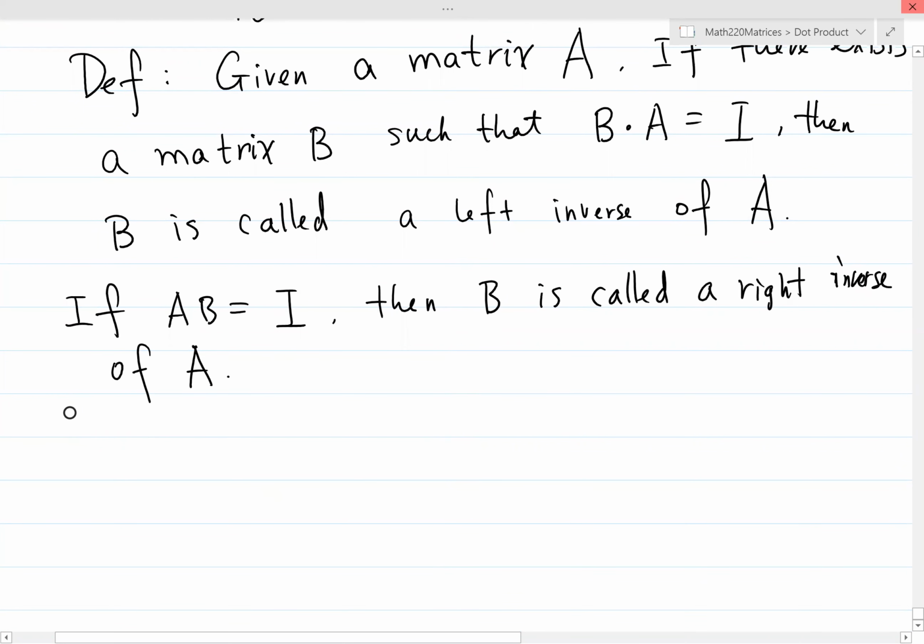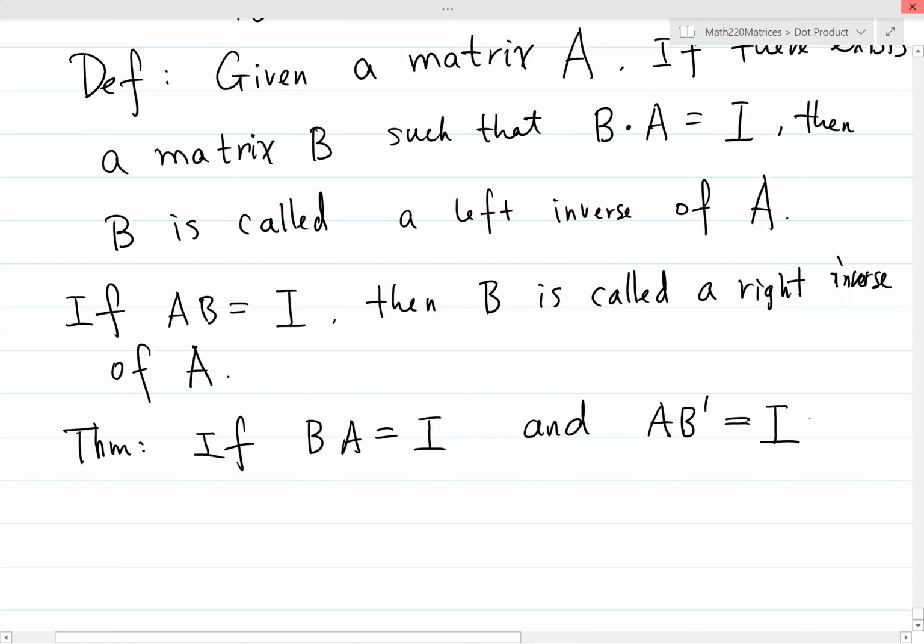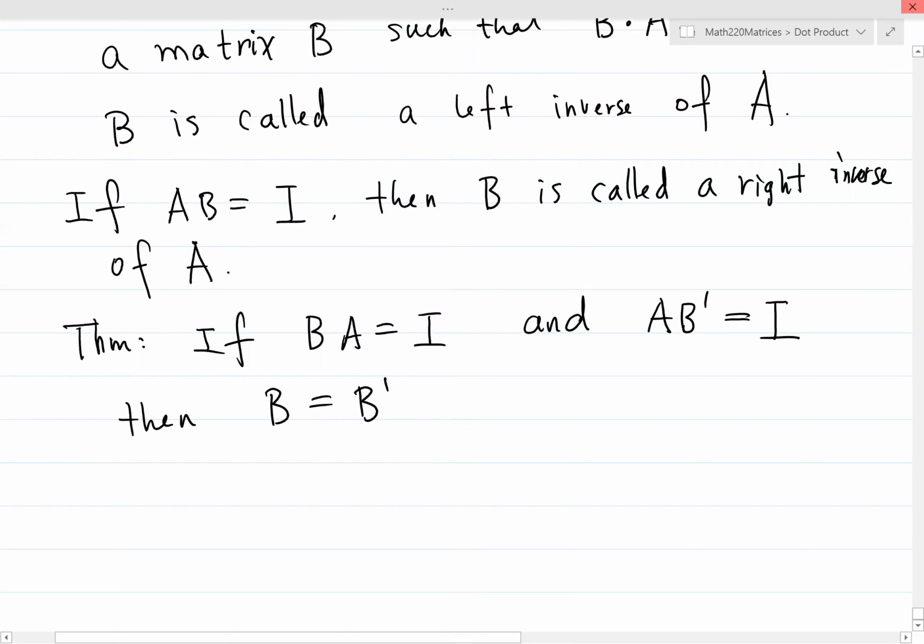Now the following theorem says: if B A equals I, i.e. B is a left inverse of A, and we have another matrix B prime that is a right inverse of A, then necessarily B equals B prime. The right inverse and left inverse must coincide. This is easy to prove.